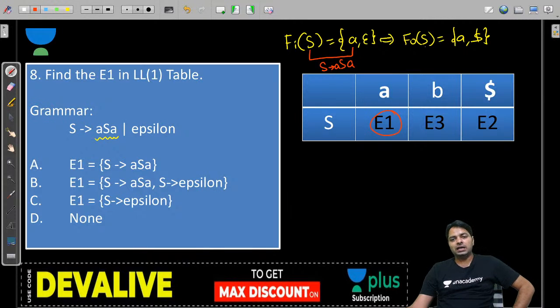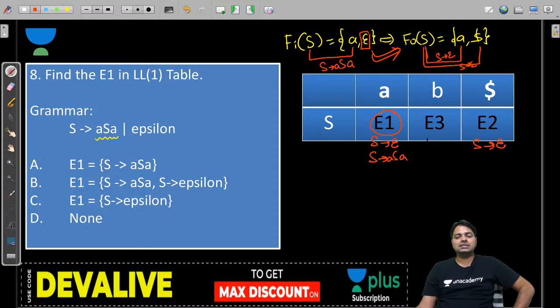That's not a problem. And here, because of epsilon, we go to the follow set, and here S comma A and S comma dollar, both of them we give S derives epsilon. That means here S derives epsilon comes, and we already got ASA, and S comma dollar we will have S derives epsilon. E3 is blank, we can't get anything here because we don't get a B in the follow set. Okay, look at E1, they are trying to ask about E1, we actually have 2 entries, right? That is S derives ASA and S derives epsilon. So option B is right, option B.